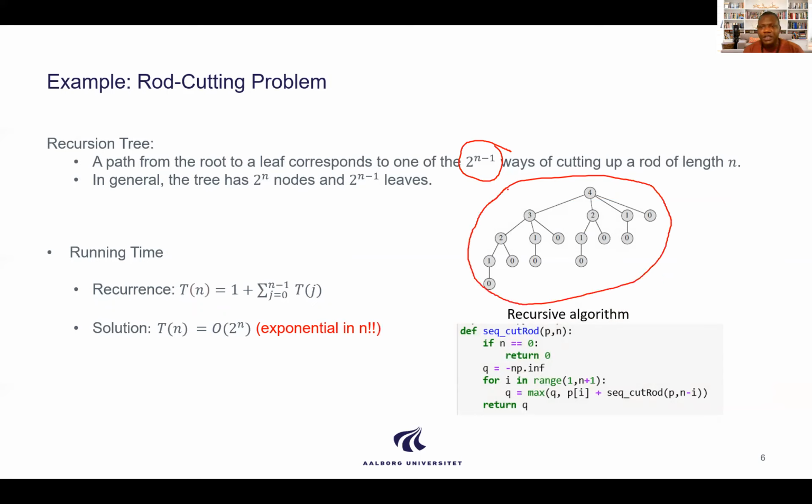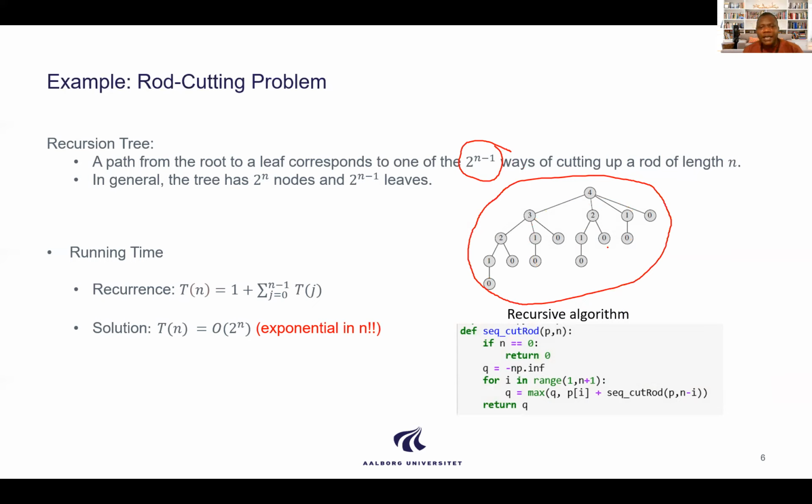This recursion tree is for the case where N equals 4, and we progressively indicate the problem. In the first case, you could take 4 and split it into 4 and 0, or you take 3 and 1, or 2 and 2, and so on. What you can see is that we have a recursion tree with 2 to the power of N nodes. If you count the number of nodes here, you get 16. But there are 8 ways of cutting the rod.